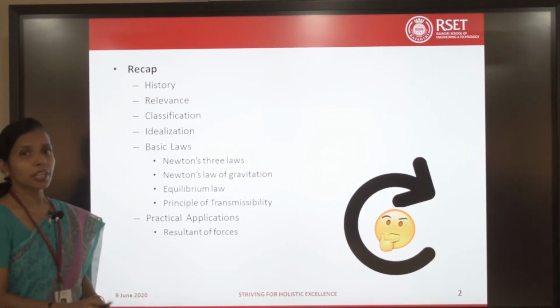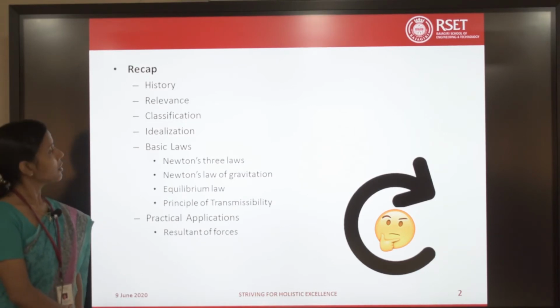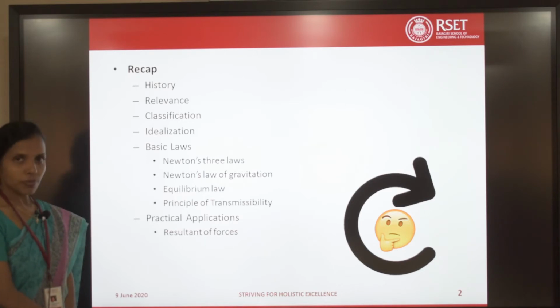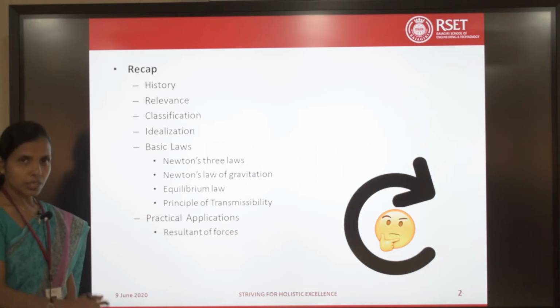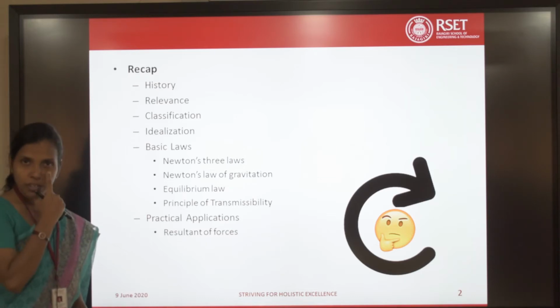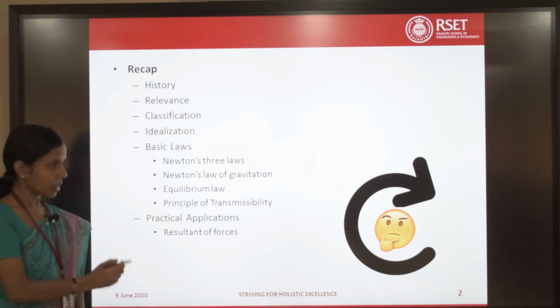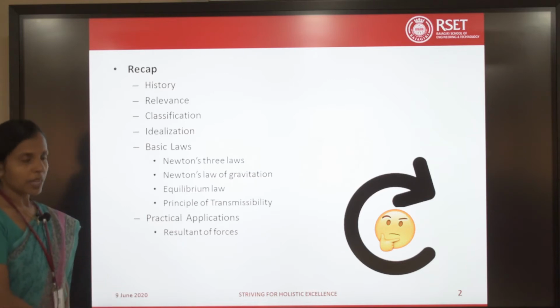So, this is a brief recap on what we saw in lecture 1. We started with the history of mechanics, the relevance, classification of mechanics, the idealizations or assumptions that we made, the basic laws which started with Newton's 3 laws, Newton's law of gravitation, equilibrium law, principle of transmissibility. Actually there is one more principle which is principle of superposition. I have not incorporated that in the previous lecture also because I am not dealing with any of our problems now, but you have to keep that in mind.